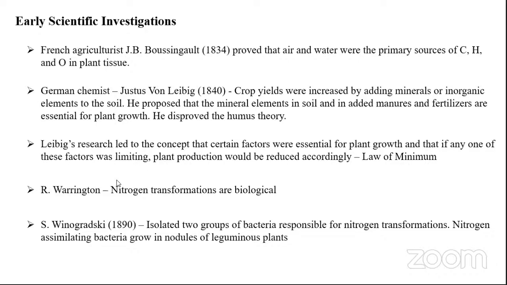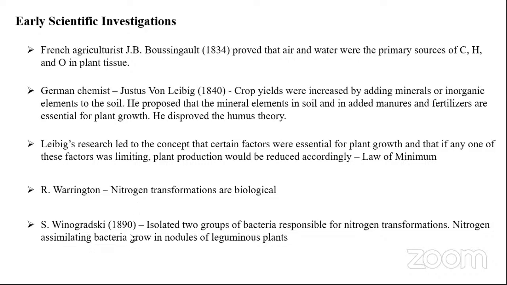Another person is Liebig. If you are from BSc and masters, he proposed the law of minimum. He said if one single factor is depleting, there will definitely be some problem. Liebig gave the law of minimum, and R. Warington is another person. He explained the nitrogen transformation, or nitrification. He is the first person.